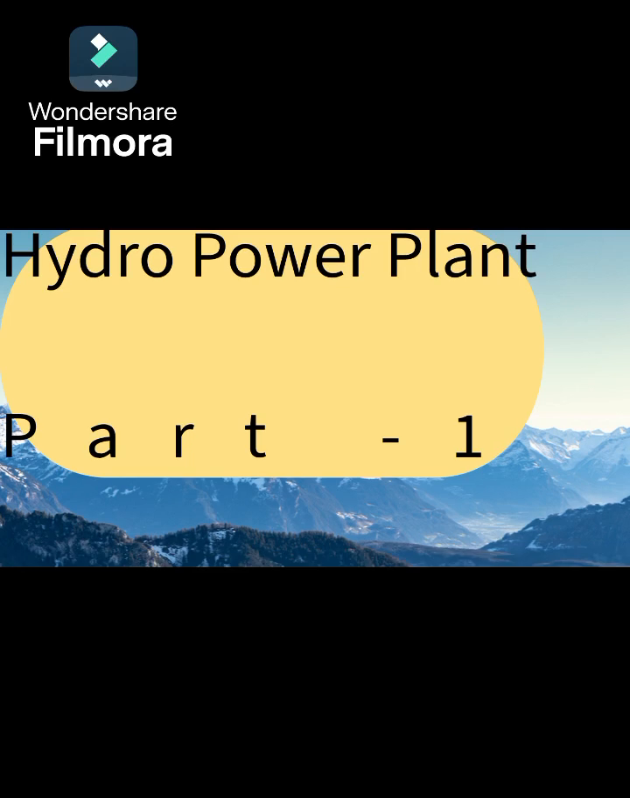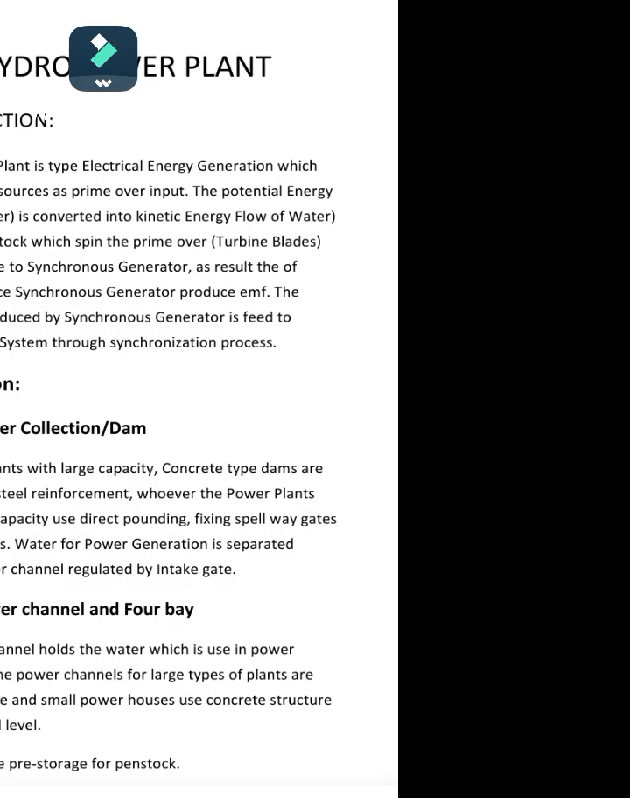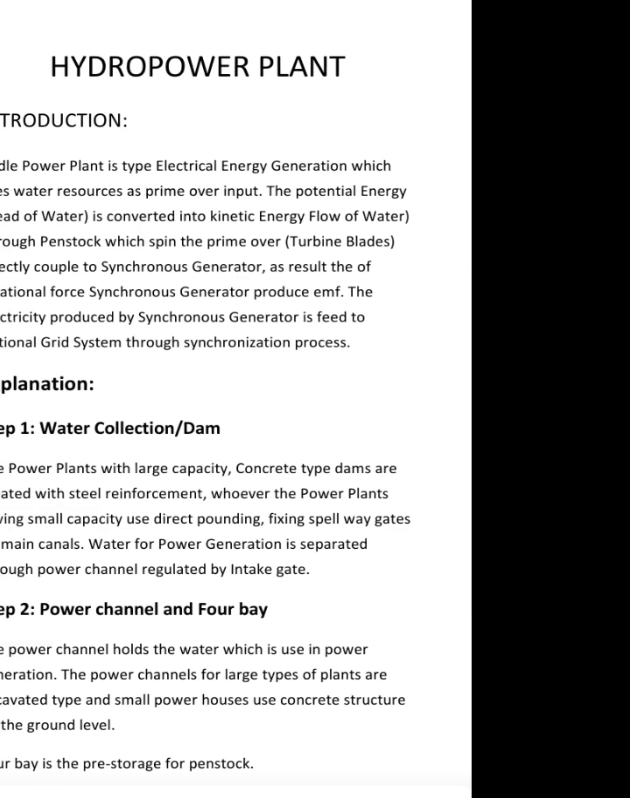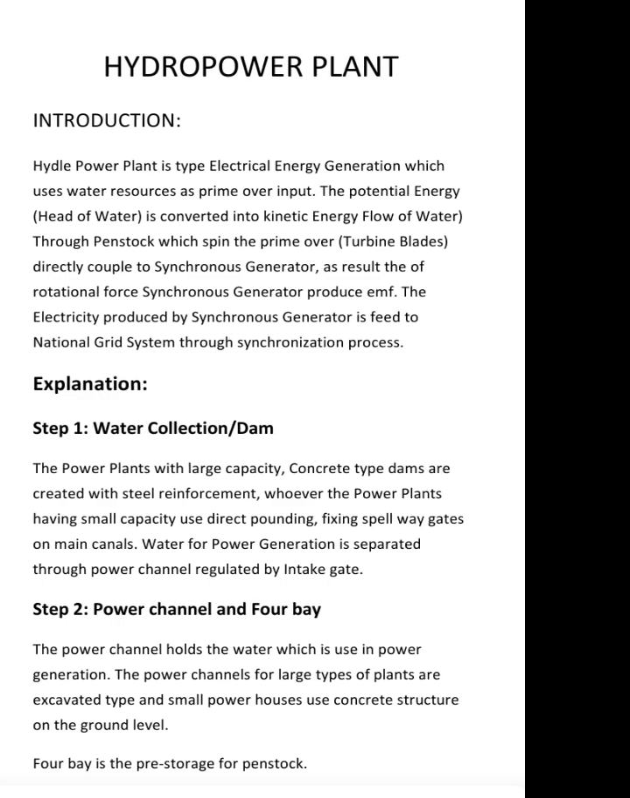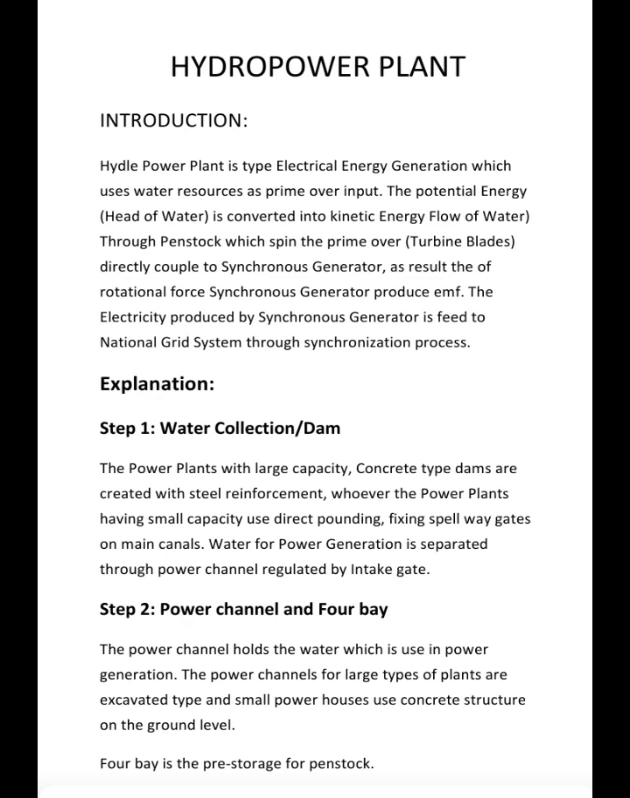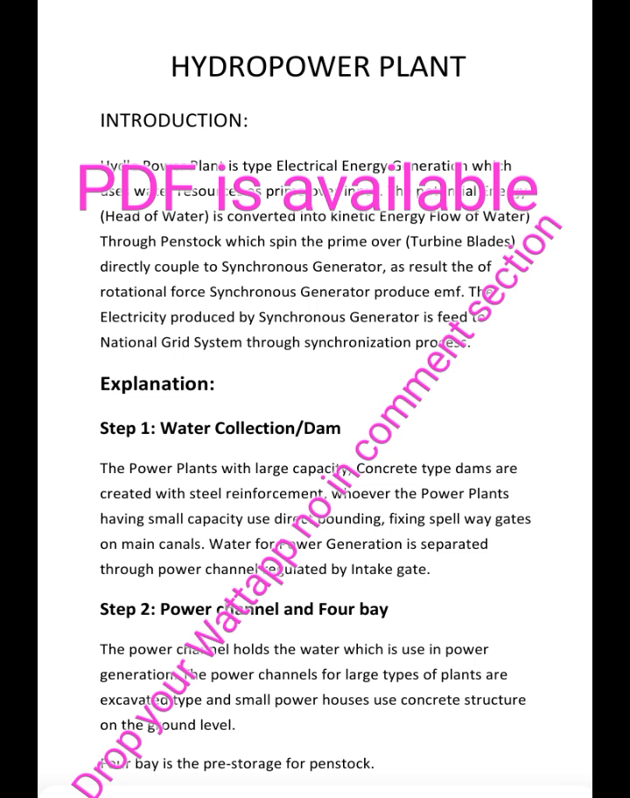A hydel power plant is a type of electrical energy generation which uses water resources as the prime mover input. The potential energy, the head of water, is converted into kinetic energy, the flow of water, through the penstock, which spins the prime mover turbine blades directly coupled to a synchronous generator.